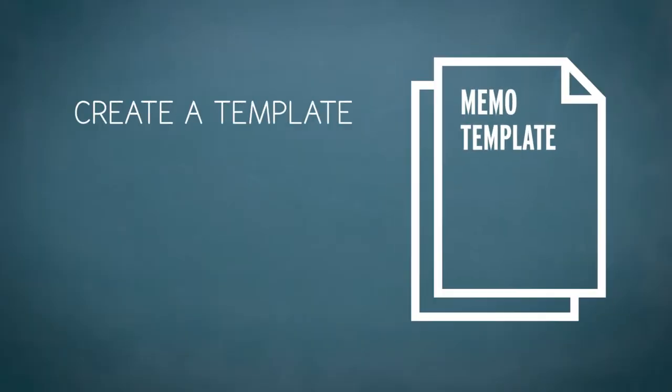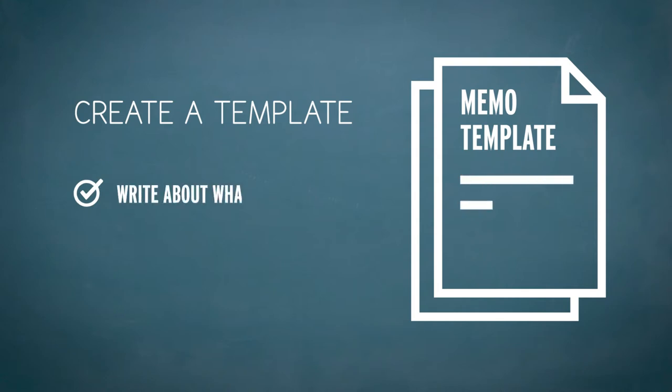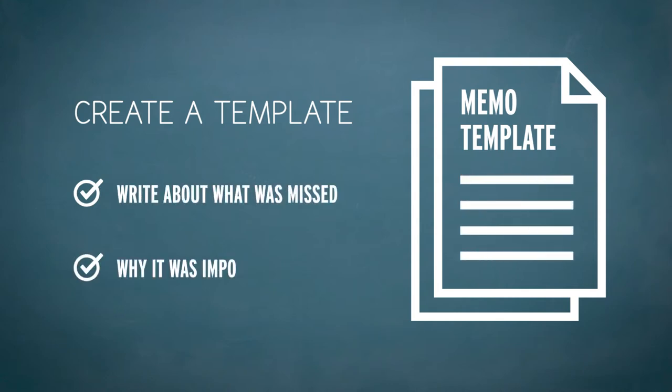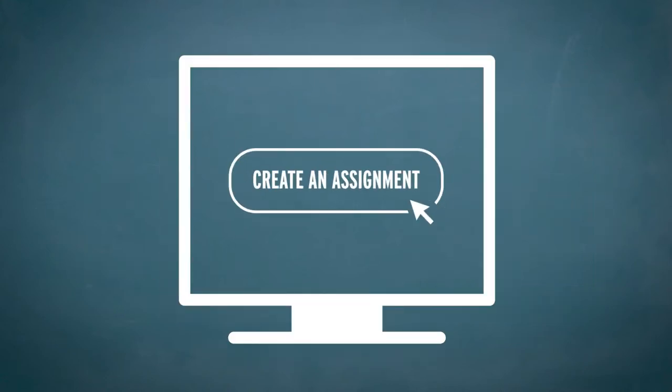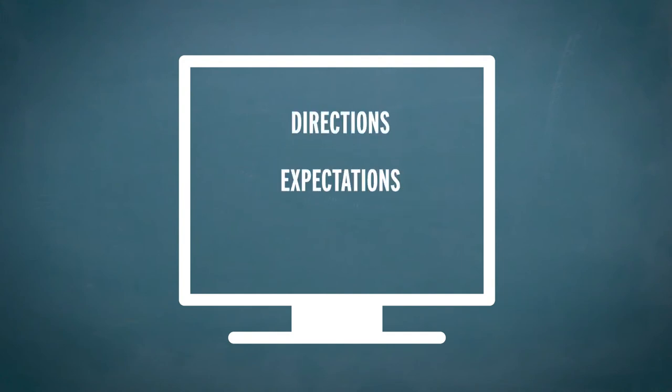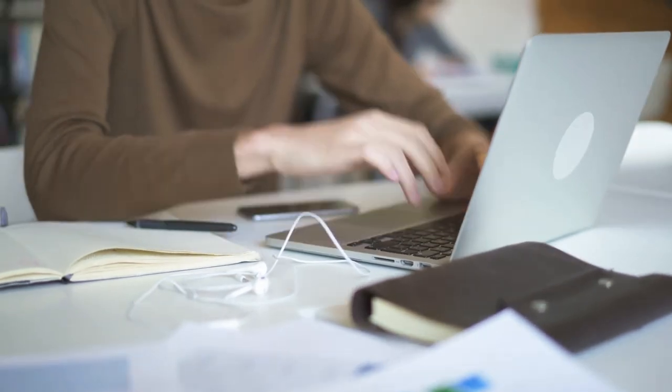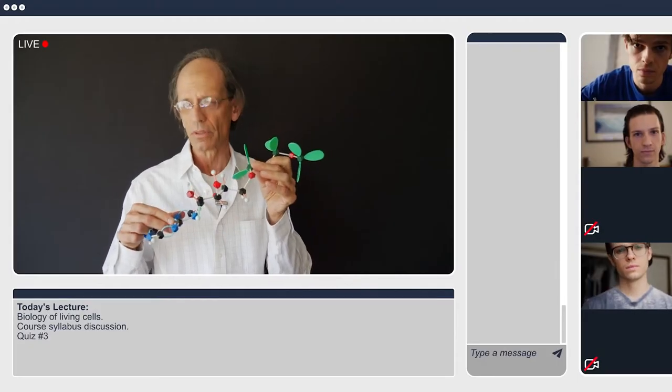First, create a template that prompts students to write about what was missed and why it was important. Create an assignment in your learning management system with directions, expectations, and the template, and have students submit their memos prior to the next online lecture.